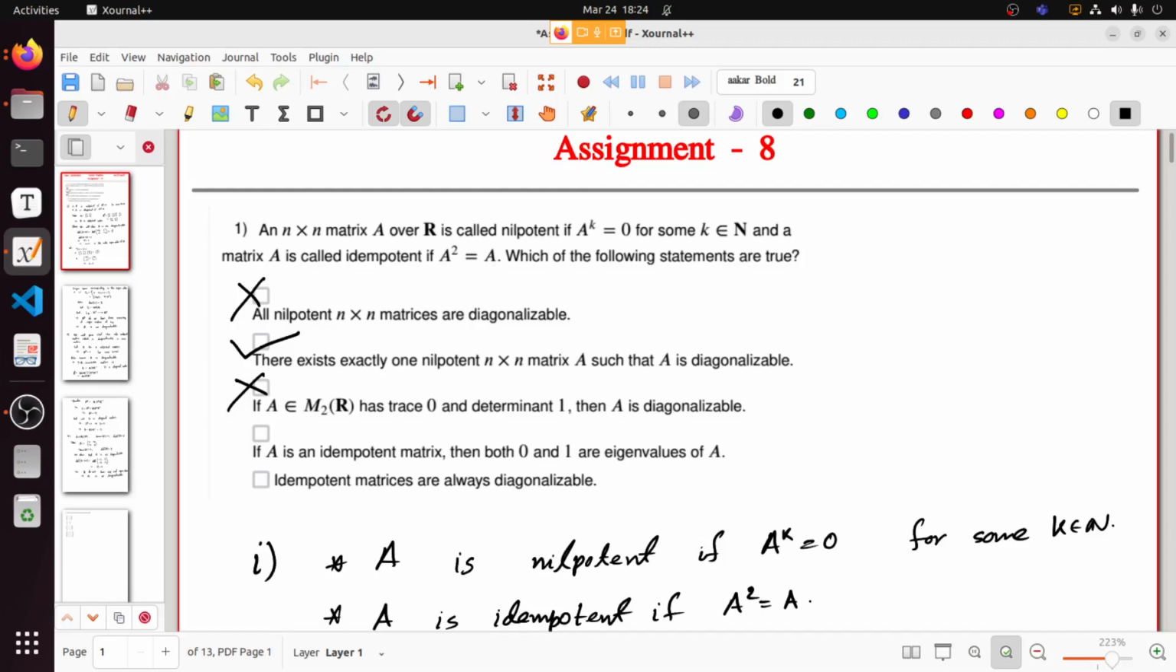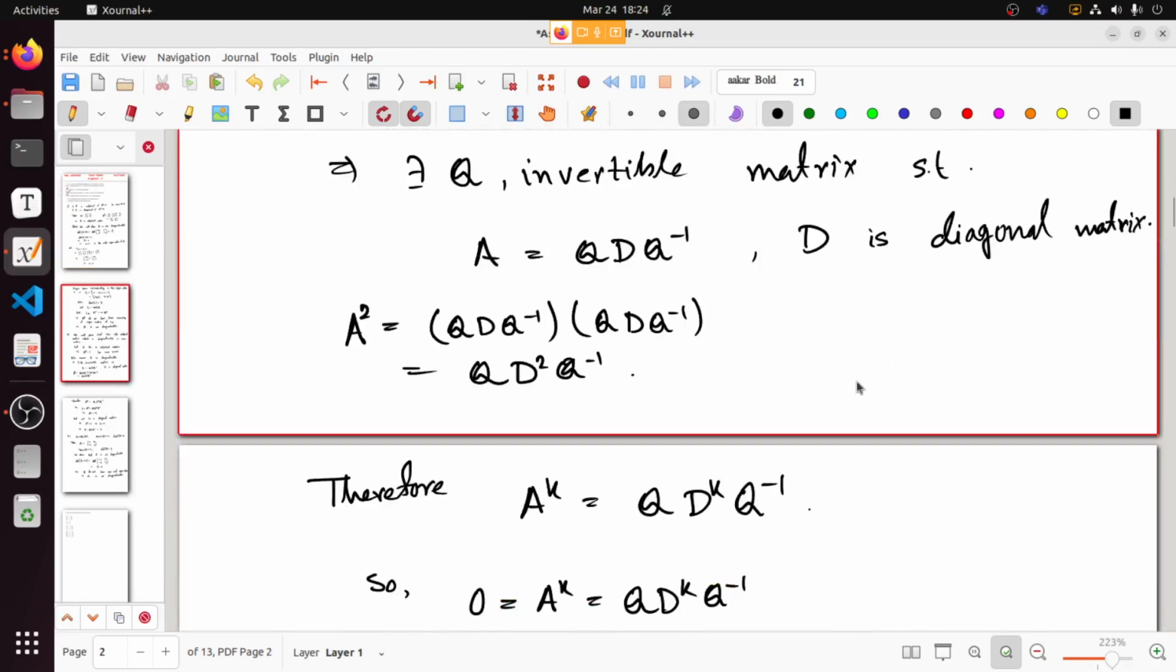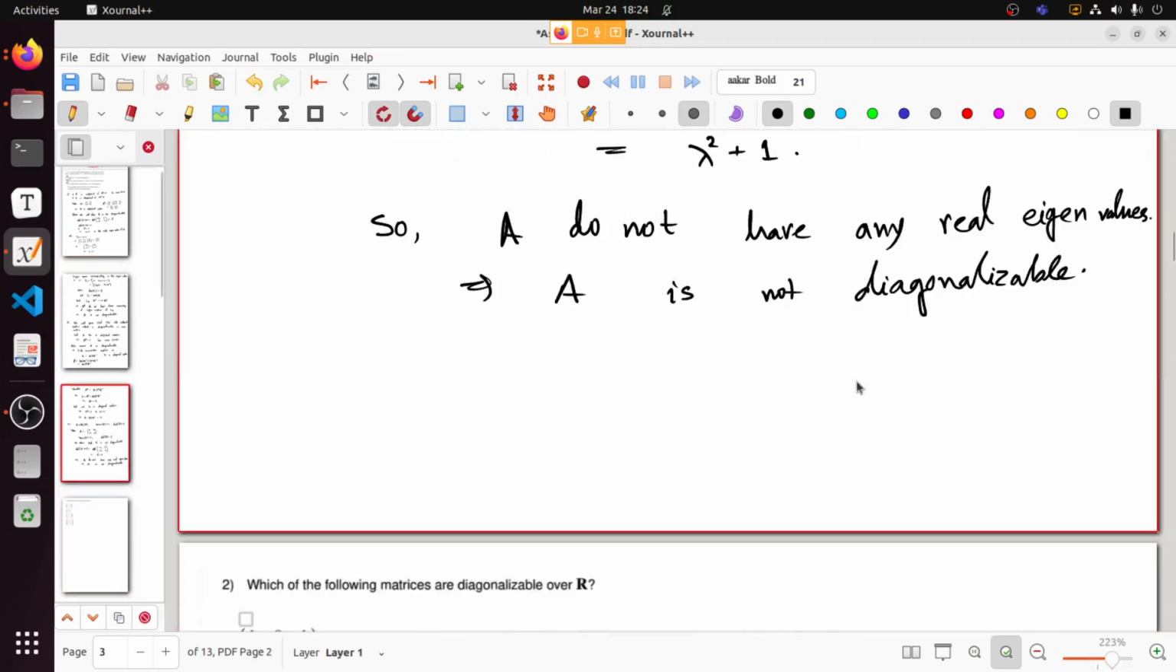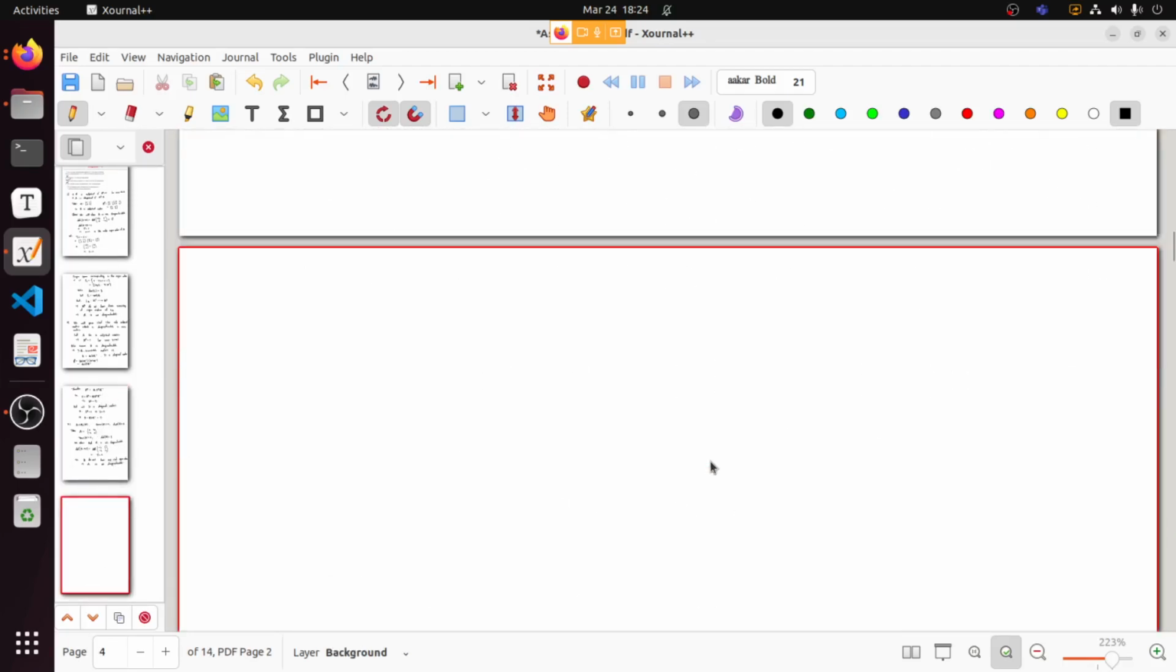A is an idempotent matrix. If A is an idempotent matrix, then both 0 and 1 are the eigenvalues of A. Idempotent means A square equals A. Then you have to check whether both 0 and 1 are the eigenvalues or not. So this is option number 4. Given A equals A square, meaning A is idempotent, we have to check that both 0 and 1 are eigenvalues or not.